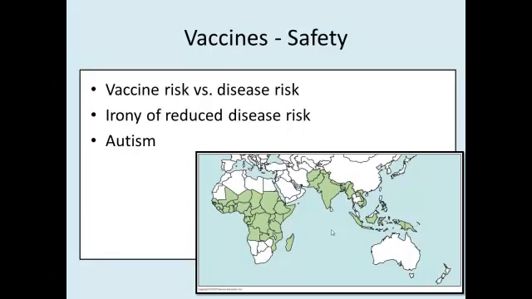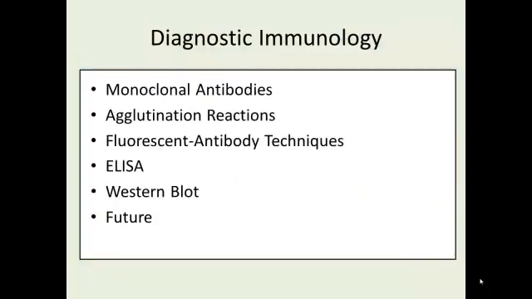All right, enough about vaccines. Now we're going to talk about how we take the products of your immune system, specifically antibodies, and we diagnose disease. Basically, diagnostic immunology. We're going to talk about monoclonal antibodies, agglutination reactions, fluorescent antibody techniques, ELISA, Western blot, and what the future holds. Now, the book talks about several other diagnostic immunology techniques, but they're going the way of the dodo bird, so I'm not going to test you on them.